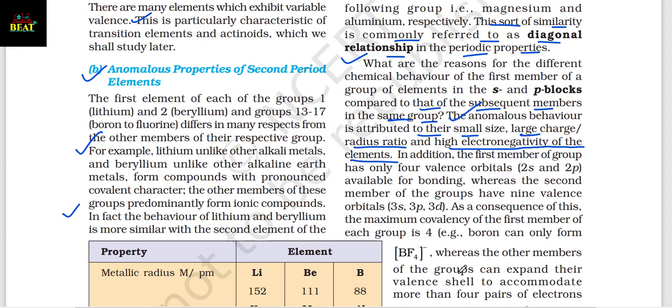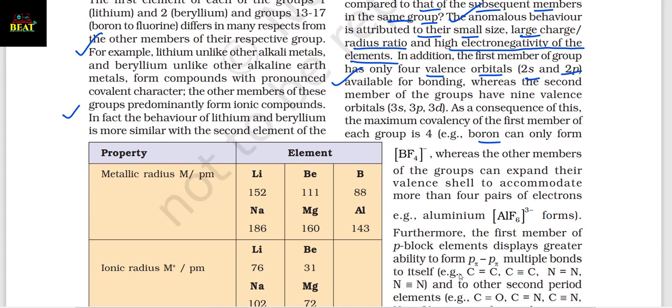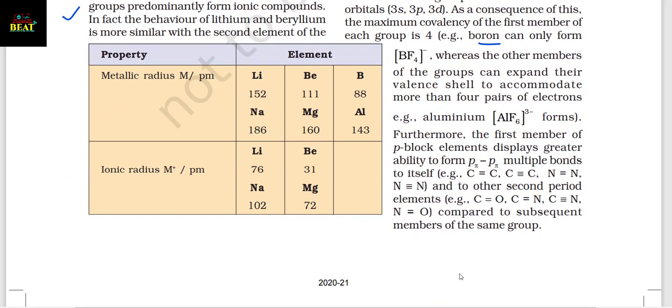In addition, the first member of a group has only 4 valence orbitals, 2s and 2p, available for bonding, whereas the second member of the groups has 9 valence orbitals: 3s, 3p, 3d. As a consequence of this, the maximum covalency of the first member of each group is 4. Example, boron can only form BF4⁻, whereas the other members of the groups can expand their valence shell to accommodate more than 4 pairs of electrons. Example, aluminium forms AlF6³⁻.